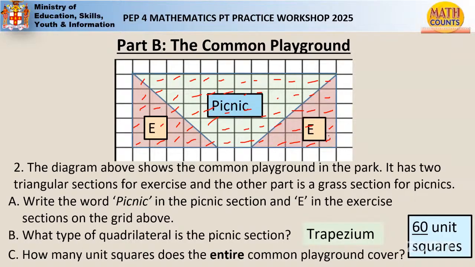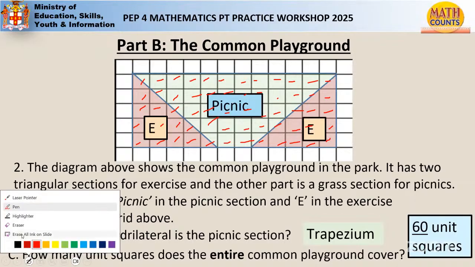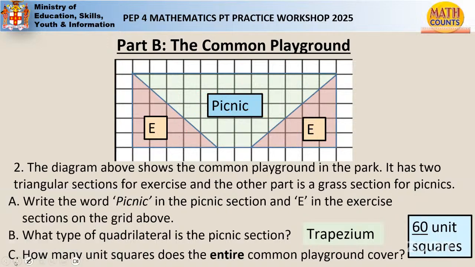So remember they said the entire common playground. This would include the picnic and the exercise area. So that is the entire path that they're talking about. Any questions based on this one? All right.